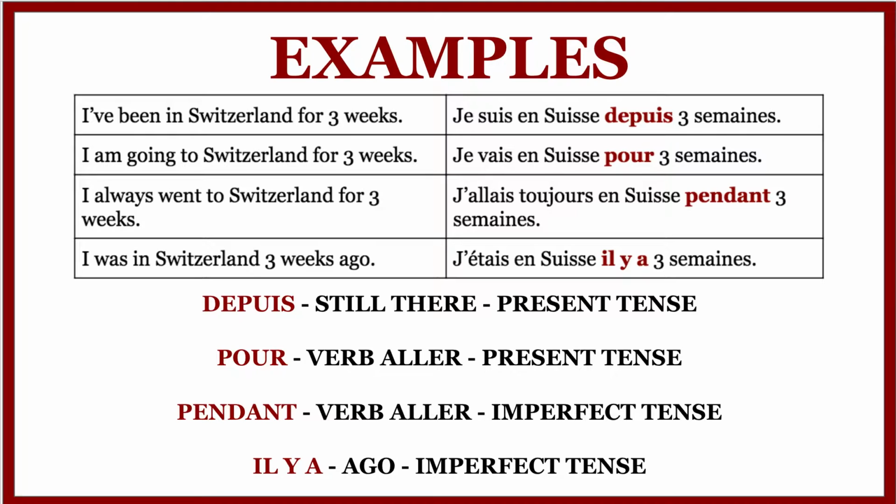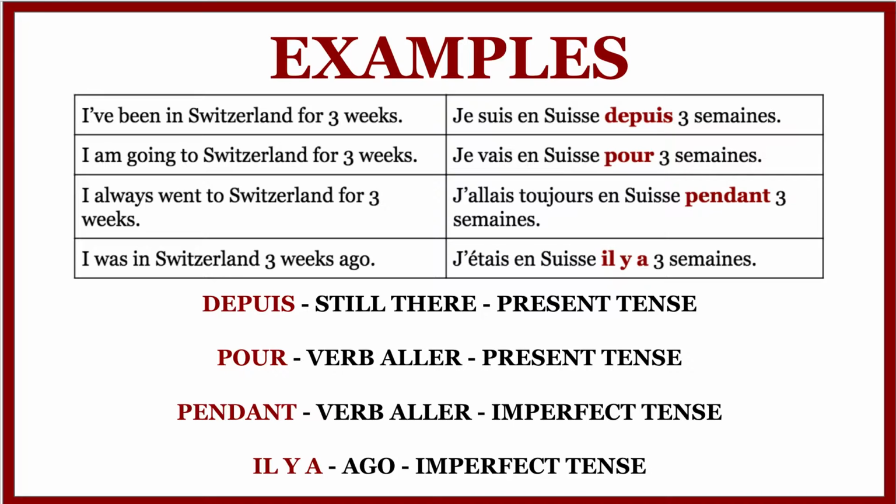I am going to Switzerland for 3 weeks. I'm using the verb aller. Je vais en Suisse pour 3 semaines. So again, look down at the bottom. Pour, I'm using the verb aller. And here I'm in the present tense. I could have also used the future tense.